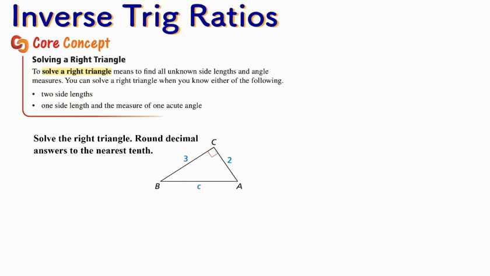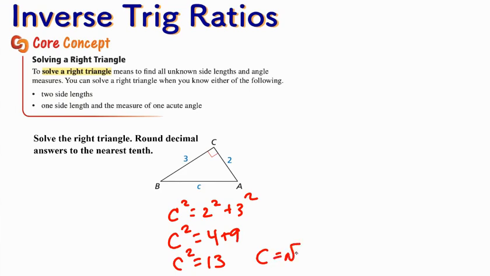Because it's a right triangle and I know two of the three sides, I can say C squared is equal to 2 squared plus 3 squared. C squared is equal to 4 plus 9. C squared equals 13. So C is the square root of 13. So we can use the Pythagorean theorem to solve it since we did not know any of the acute angles. And now we can solve for the angles.